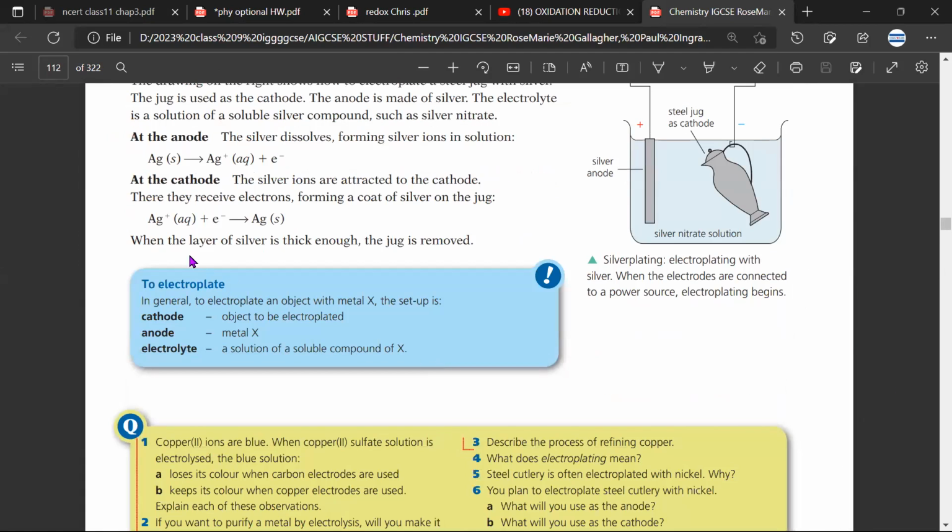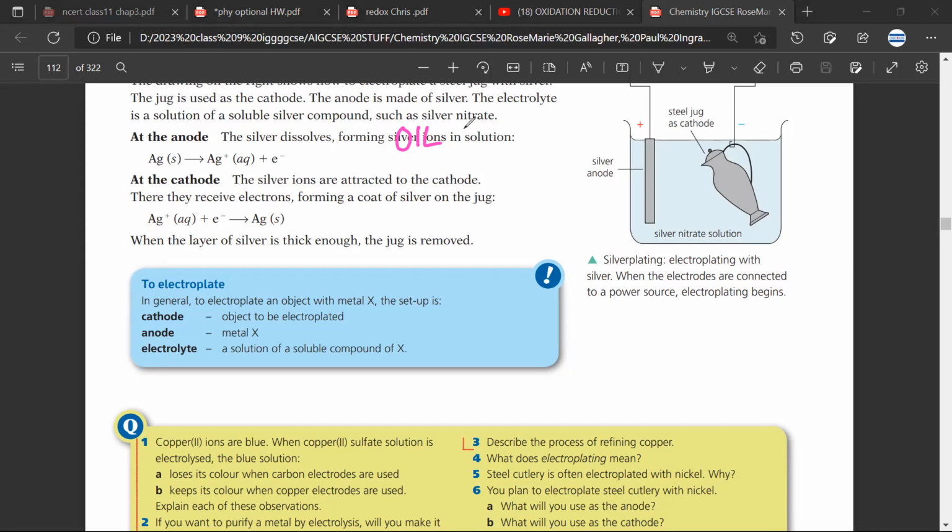Do you see this? Yes. Ag plus electron. Is this oxidation or reduction? This one is a reduction. Why reduction? Because electrons are given out. Sorry, sir. This is oxidation because electrons are given out, so it becomes positively charged. Have you understood now? Yes, sir.